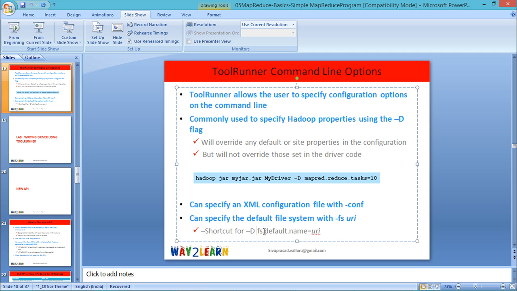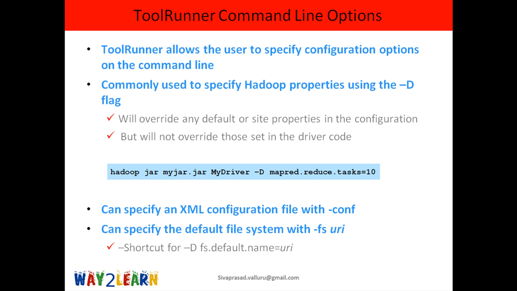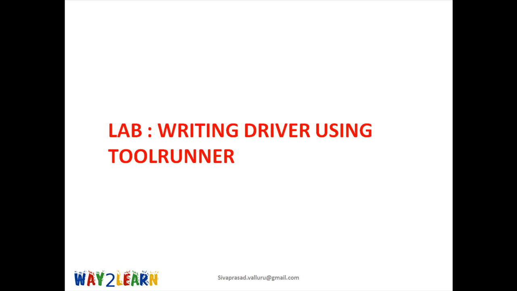So similarly, if you want to specify what is the default URL for name node, as you know, this is the property for name node, right? If you want to pass a value through command prompt, you can pass -D fs.default.name equals to the URI. Okay. So using ToolRunner will be very helpful. So it is recommended practice.